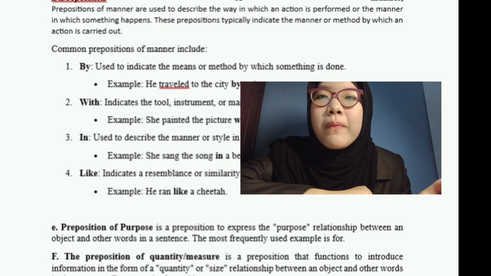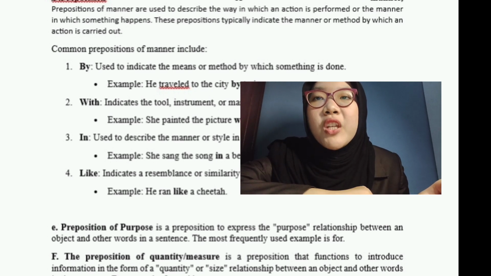The next one is about the preposition of quantity or measure. It's a preposition that functions to introduce information in the form of quantity or size, showing the relationship between an object and other words in a sentence, for example, for and by.